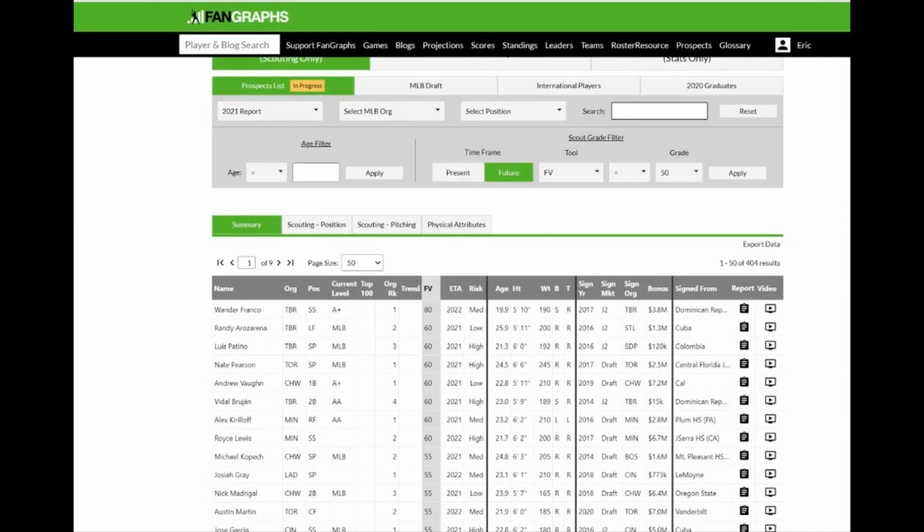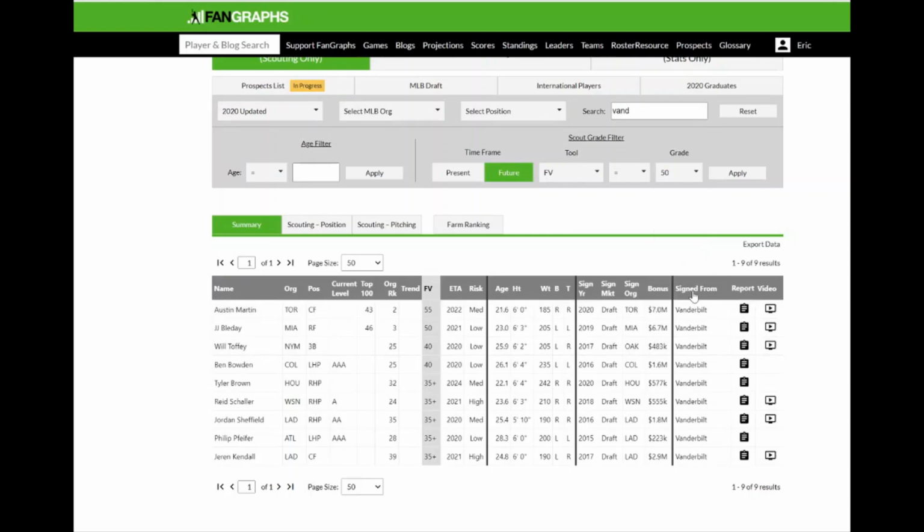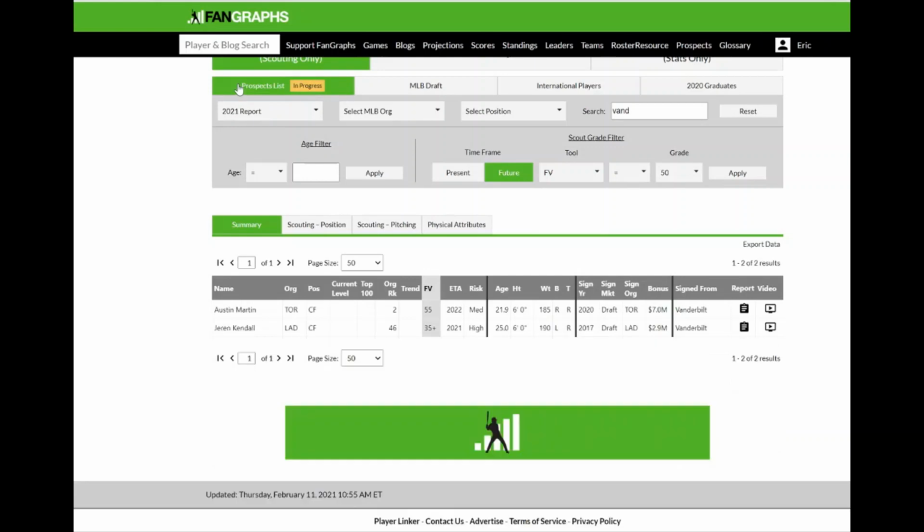You can search for, you want to know who went to Vanderbilt, who's been written about on the prospect list. You can type Vanderbilt into the search bar, and it'll search all the board records for where the player signed from, and they'll be able to populate. You can filter by age and various tool grades. There's a lot of functionality up here that can just sort of be explored and played with.